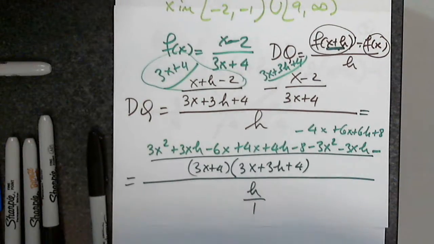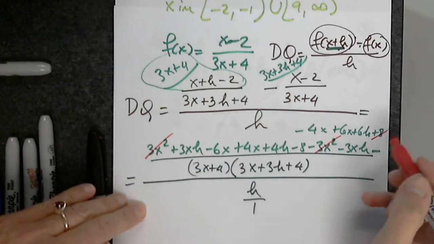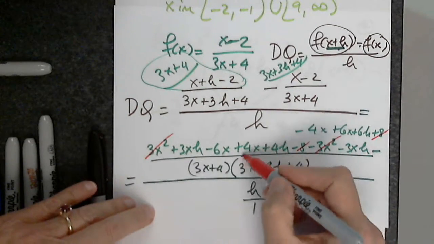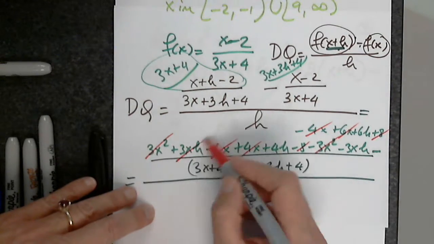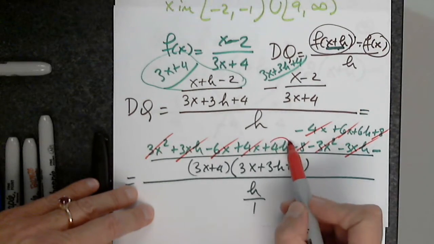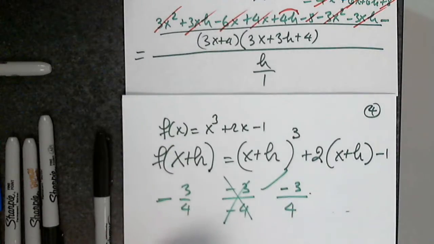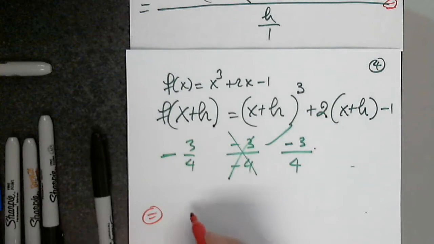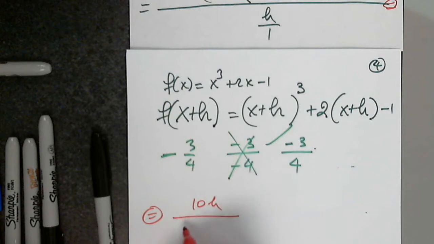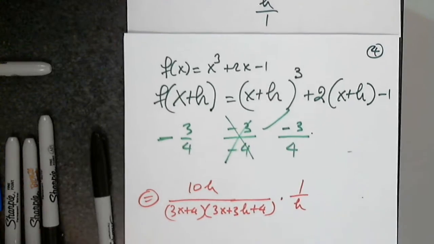Now you understand why I need those 4 hours back. Okay, so the 3x squared with negative 3x squared, the positive 8 with negative 8, the positive 4x with a negative 4x, the positive 6x with a negative 6x, and then 3xh with a negative 3xh. So this is left, and this is left: 10h. So I'm going to continue here. Sorry about that. There is no more room there. So I have then 10h divided by 3x plus 4, 3x plus 3h plus 4, and now flip 1 over h.